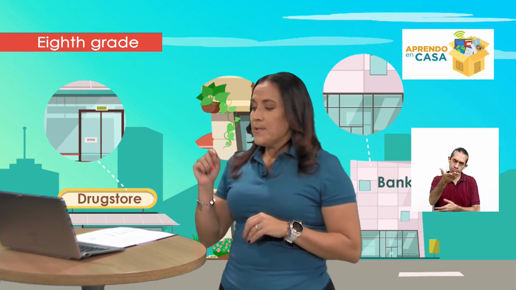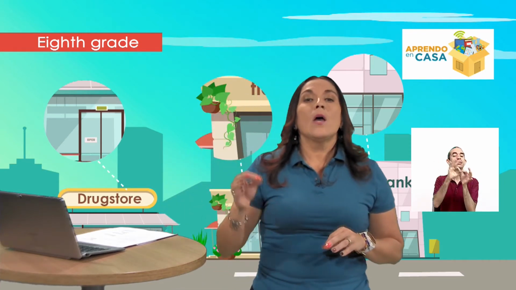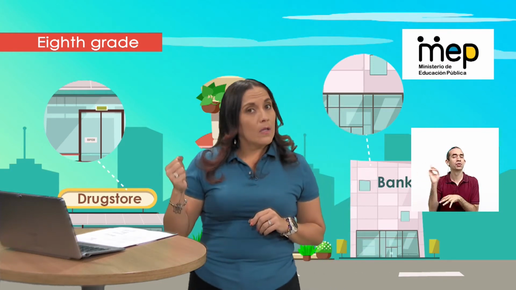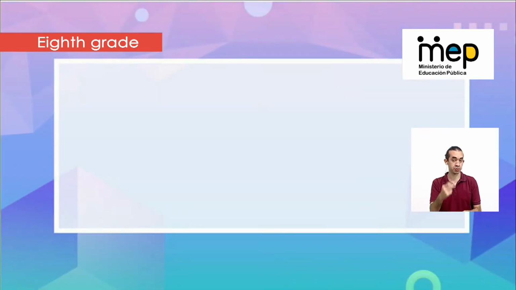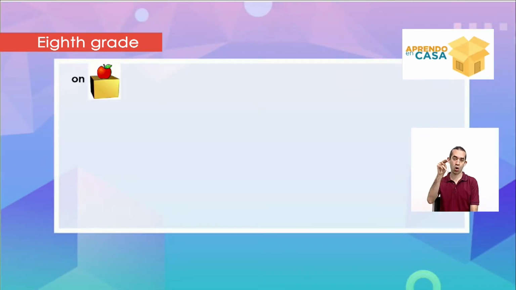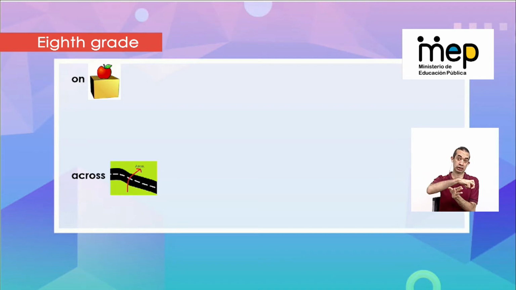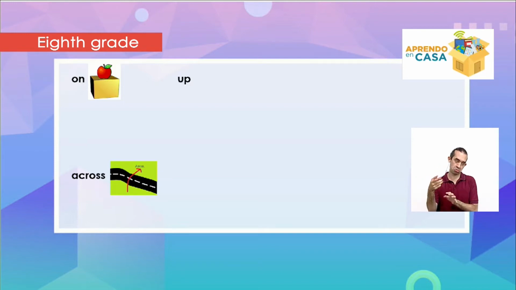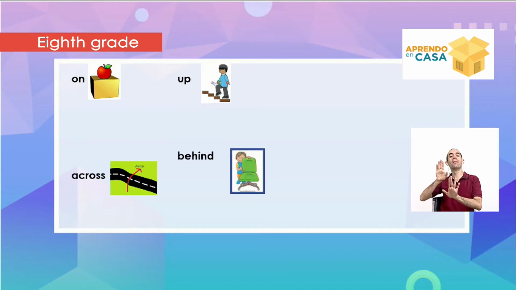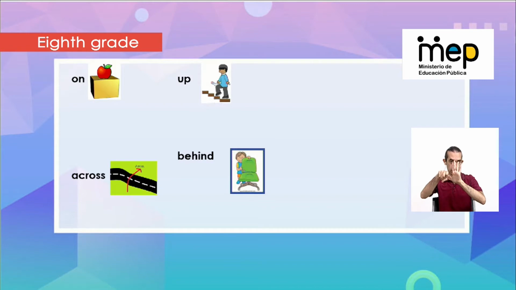Okay, so now let's review some prepositions of place we use to say where the places are located. We have on. As you can see, the example has an apple on a box. But we can say, like, the bank is on 2nd Avenue, for example. Then we have across, and as you can see in the picture, that is across the street. When you are going to give a direction, you can say across the street. Then you have up, when you go up the street. And also you have behind. For example, the boy is behind the chair, but if you are going to give a direction, you can say that the store is behind the church.